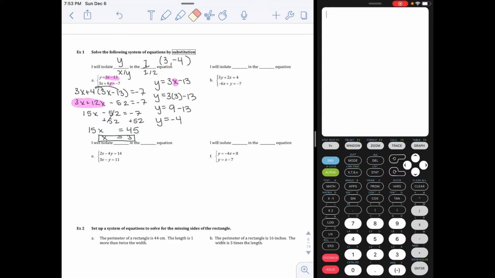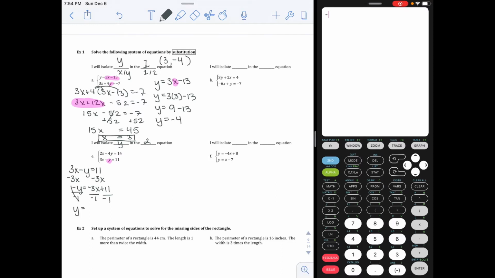Alright, let's jump into example E. So I want to isolate, and again, I'm going to look at the coefficients, and I realize the y is probably going to be the easiest because it technically only has that 1 in front, it's like a negative 1. So let's isolate the y in the second equation though. Okay, so 3x minus y equals 11. I'm going to subtract 3x on both sides. Negative y equals negative 3x plus 11. And then I'm going to divide everything by a negative 1 to get that y by itself.